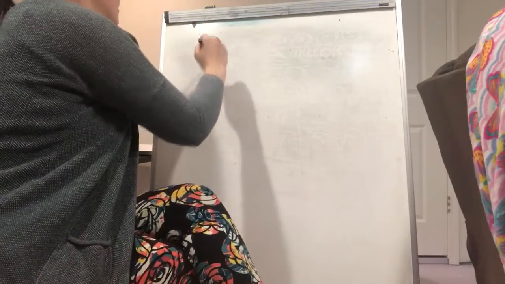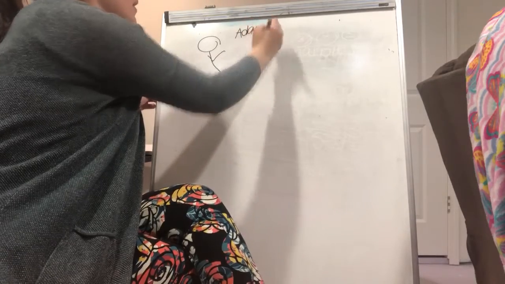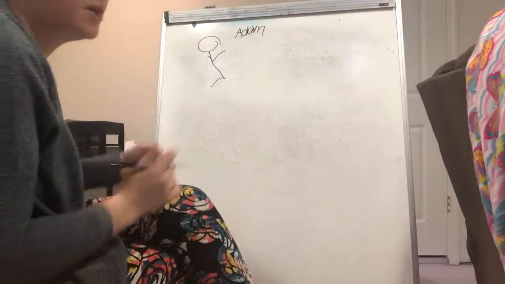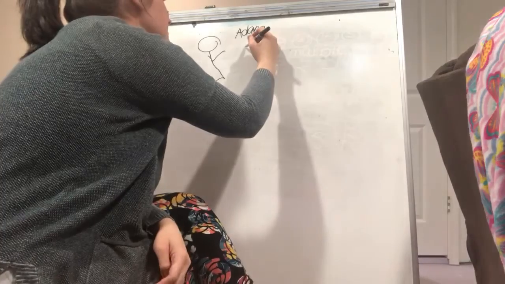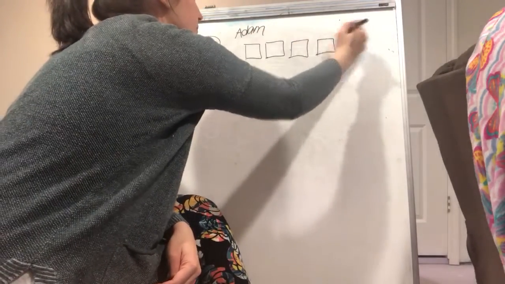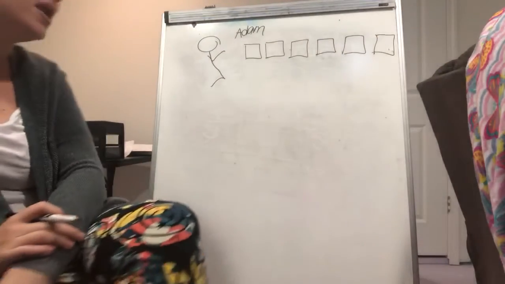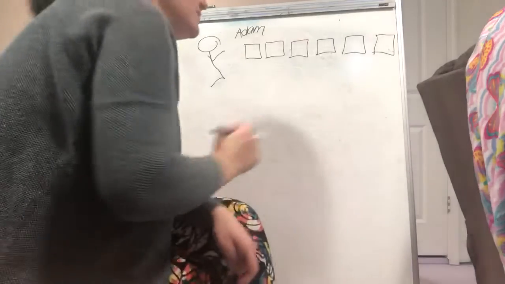We'll say his name is Adam, and this time he's got Starbursts. We're going to say he's got 6 Starbursts. Let's draw a picture. And this time I want to know, what fraction did he give away?